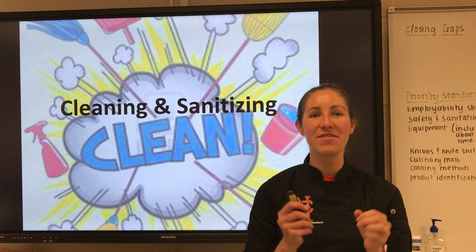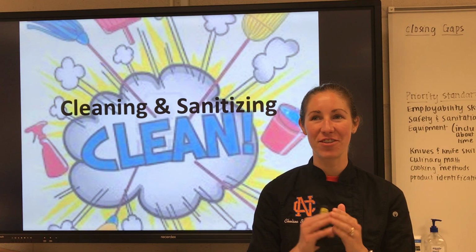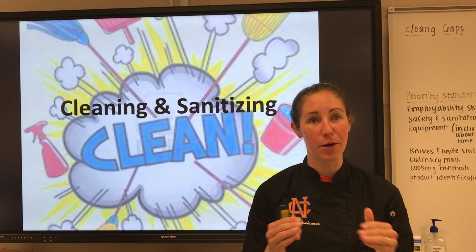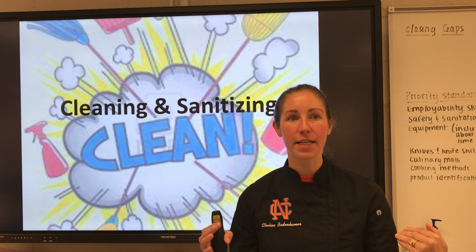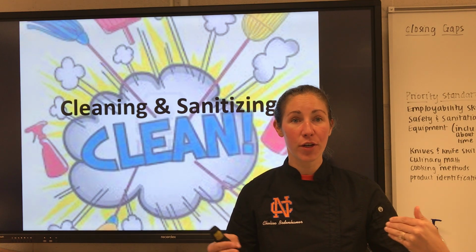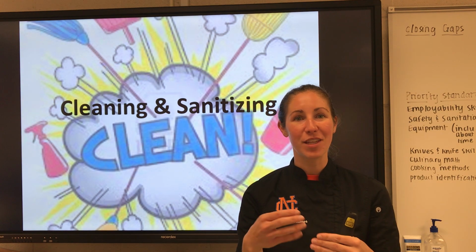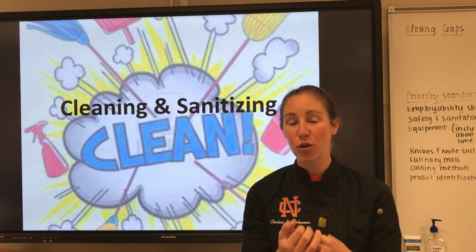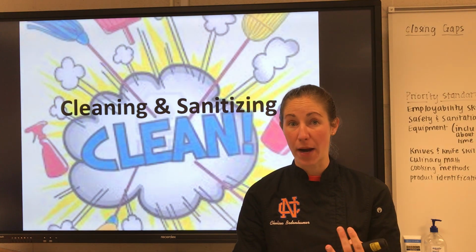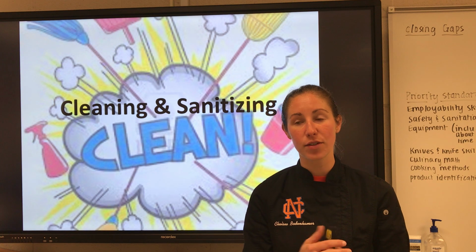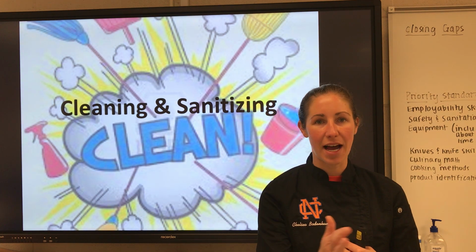Okay, we have finally made it to the very, very last topic that we're going to talk about in ServSafe. So far we looked at the flow of food. How is it possible that we can reduce the risk of contamination, whether it be biological, physical, or chemical? How can we reduce the risk of any of those contaminations throughout the entire flow of food?